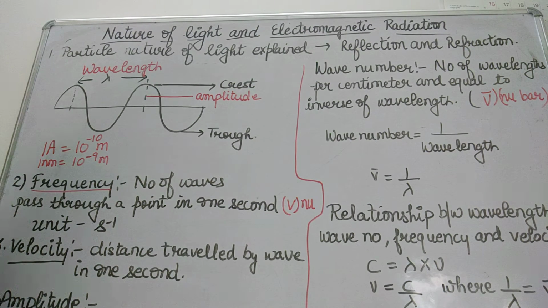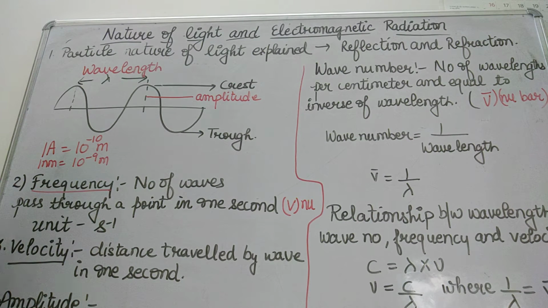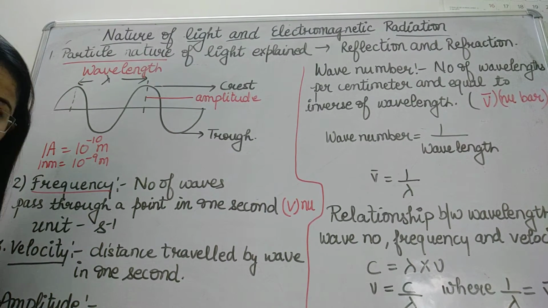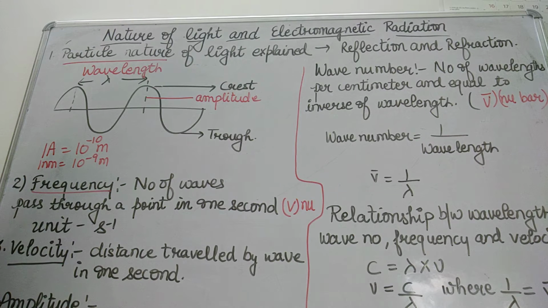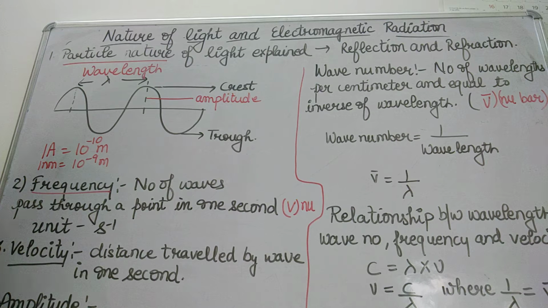Today I am going to discuss with you the nature of light and electromagnetic radiations. Since 10th class, you are learning the particle nature of light, right? Particle nature of light explains the phenomena of reflection and refraction. But if you want to explain the phenomena of diffraction and interference, then this particle nature of light is not helpful, right? So that's why right now we are going to discuss the properties or the nature of light in the form of wave motion.